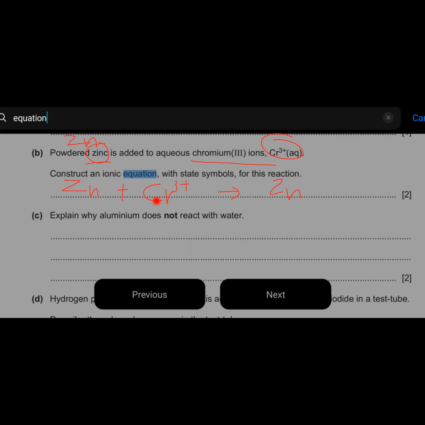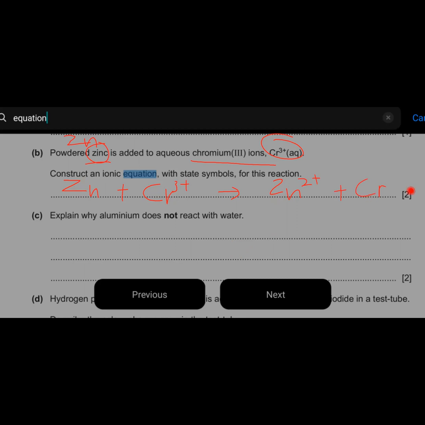So here zinc 2 plus is the ion that you get. Zinc forms the 2 plus ion. It likes to form the 2 plus ion, oxidizes, right? Then chromium 3 plus will reduce, yes. Chromium will reduce to its metal atoms. Yeah, chromium atoms will be there.